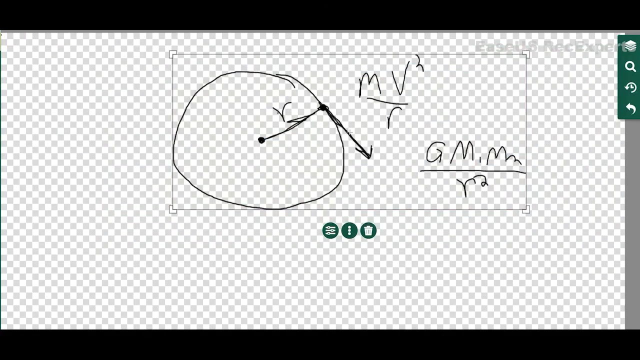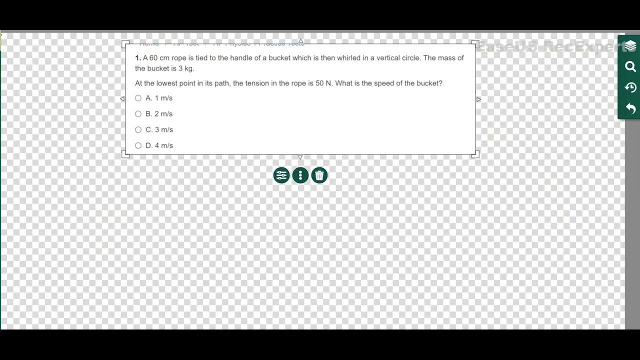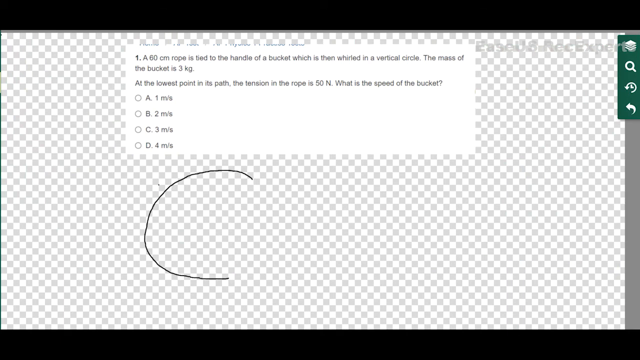So we have a 60 centimeter rope that is tied to the handle of a bucket, which is then whirled in a vertical circle. The mass of the bucket is 3 kilograms. Alright, so we have this, and it says that at the lowest point in its path, the tension in the rope is 50 newtons. So, in other words, we have this 60 centimeter rope, so our radius is 60 centimeters.